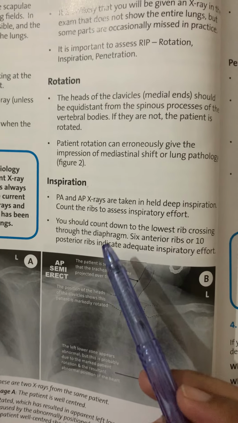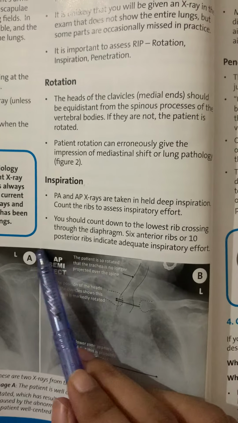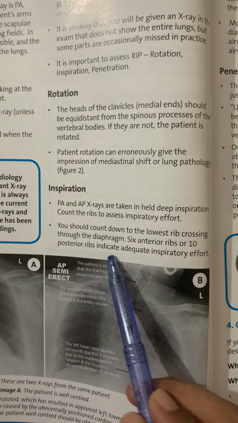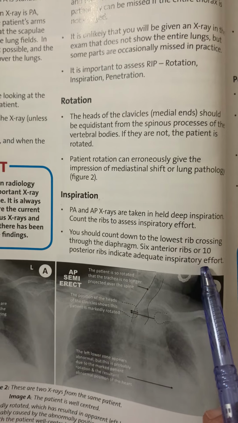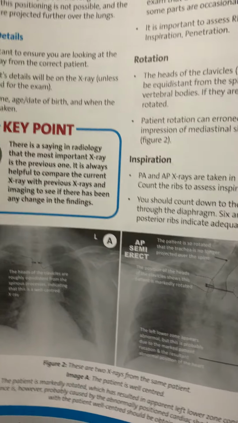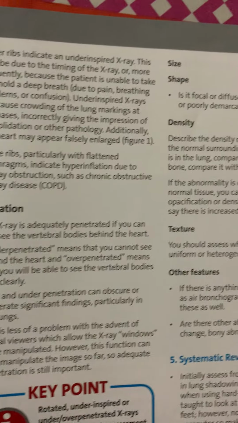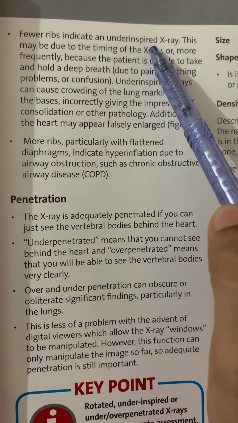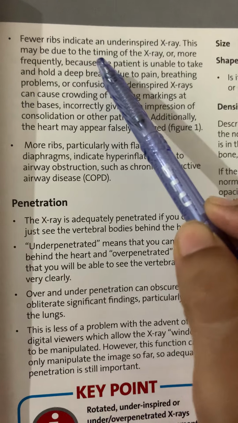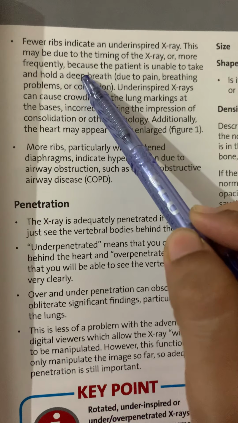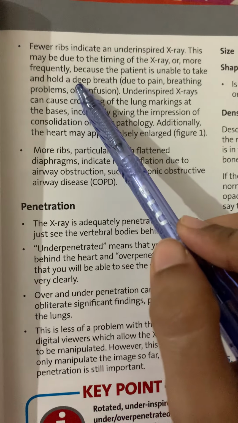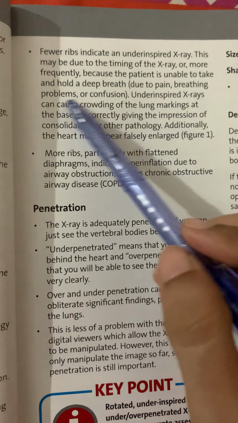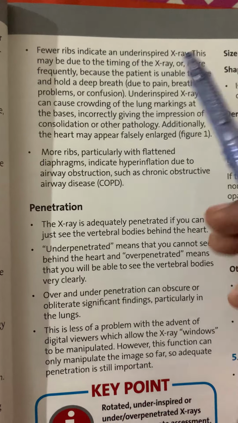You should count down to the lowest rib crossing through the diaphragm. 6 anterior ribs or 10 posterior ribs indicate adequate inspiratory effort. If there are fewer ribs, that indicates an under-inspired X-ray. This may be due to the timing of the X-ray, or more frequently because the patient is unable to take and hold a deep breath. That may be due to the pain, breathing problems, or confusion.